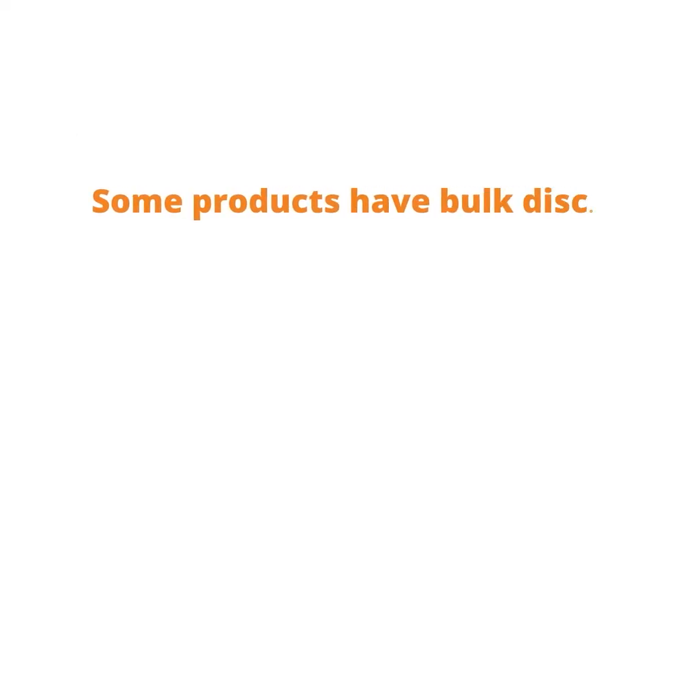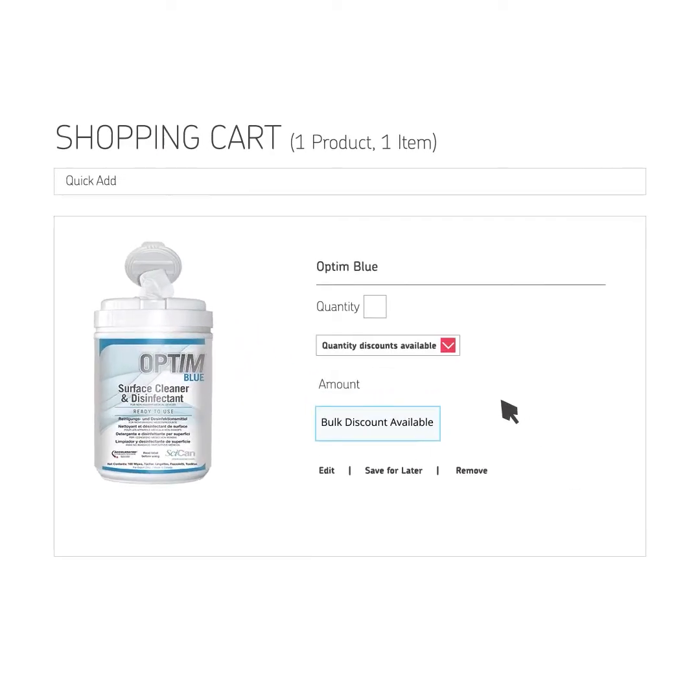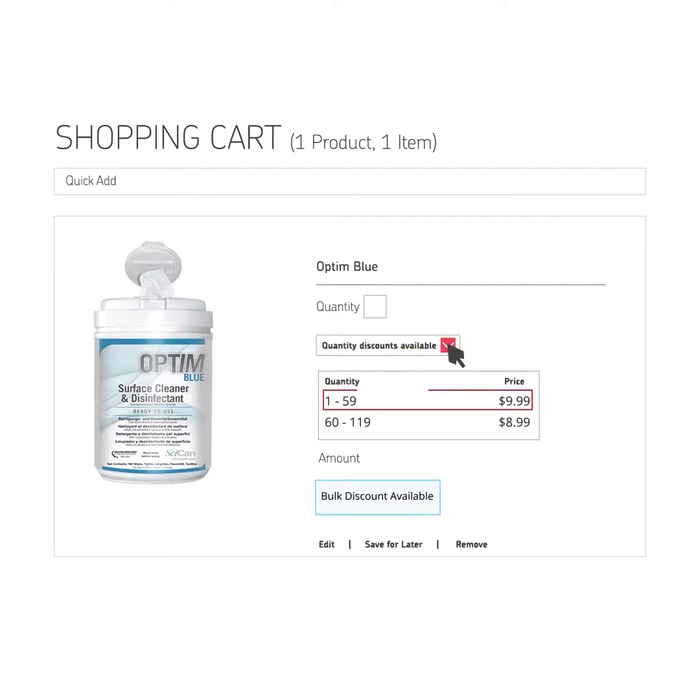Some products have bulk discounts, meaning if you buy X amount, then you will get the product at a lower cost. For example, Optum Blue Wipes regular price is $9.99 per canister. However, if you buy 60 cans, it will cost $8.99 per can instead of $9.99. If you choose to claim the bulk discount, add the minimum quantity required and then proceed to cart.